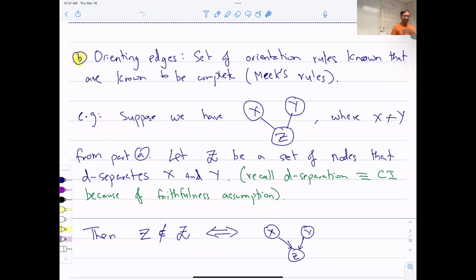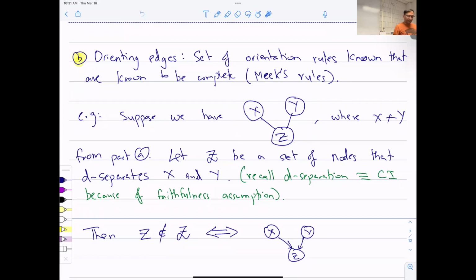Second issue is orienting these edges. There is a set of rules which are known to be complete. These are called Meek's rules. I'm not going to go through them, I don't even know them fully. I'm just telling you that there is a set of rules, and this is an edge orientation thing. Suppose you have a graph like this.